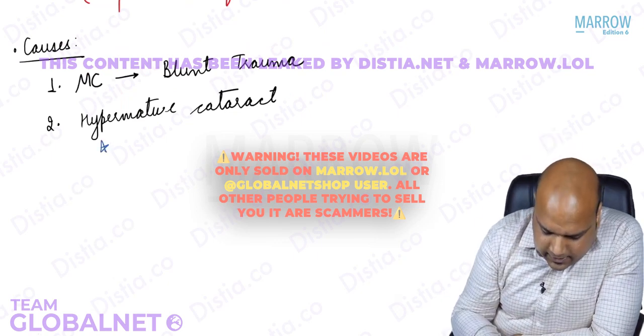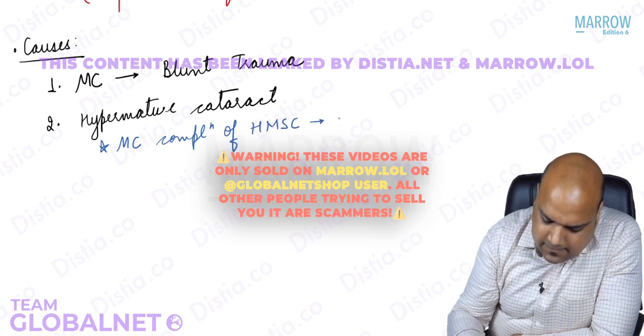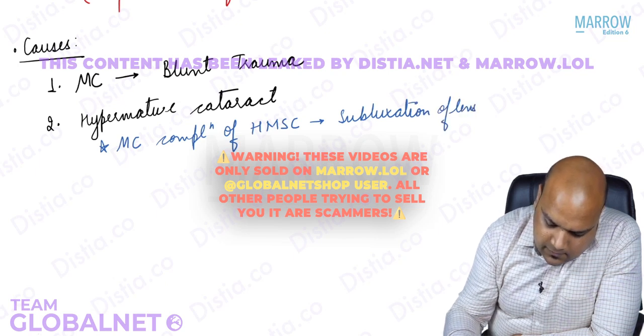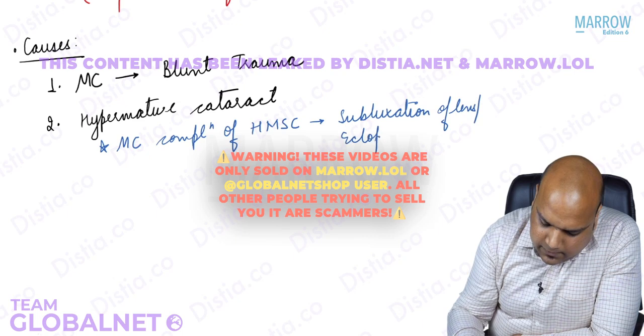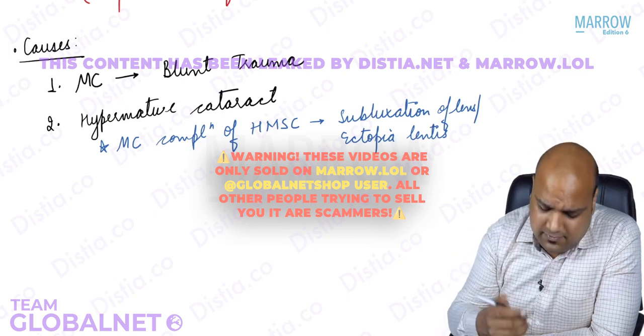I am writing here, everybody, two answers. Most common complication of hypermature senile cataract is subluxation of lens, which can also be called as ectopia lentis. Yes or no? Subluxation means displacement, going down.